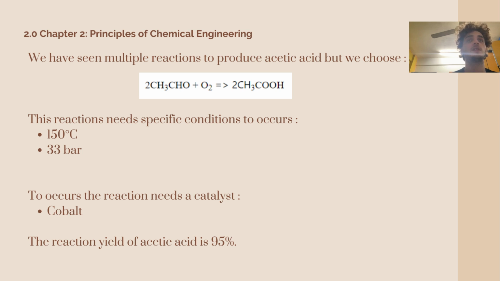So our reactor needs to respect this condition to make the reaction happen inside the reactor. Also, we use a catalyst to speed up the reaction. So we will use cobalt to make it quicker. The reaction yield of acetic acid is 95%.